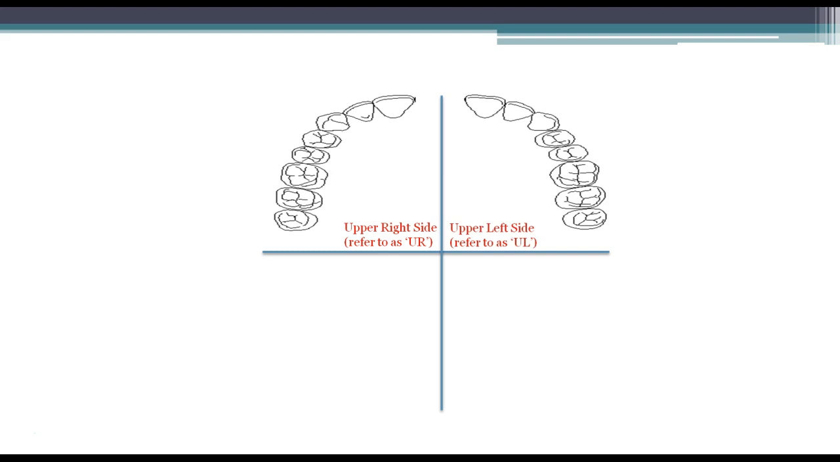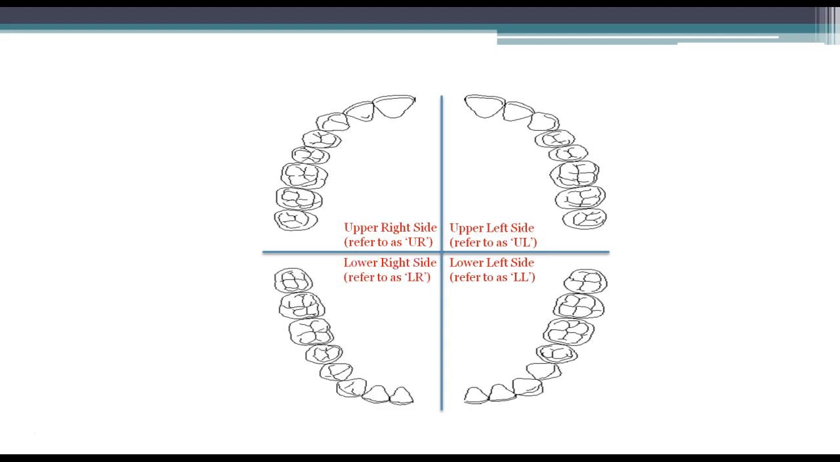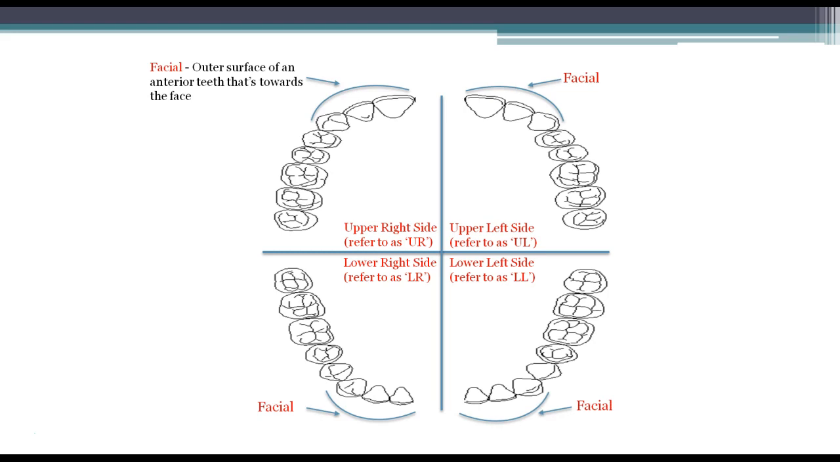Today's video is going to be on tooth surfaces. We're going to start off with our arch. We have our upper right side, which we refer to as UR, our upper left side, which is referred to as UL, our lower left side, which is referred to as LL, and our lower right side, which is referred to as LR. We're going to start off with facial.